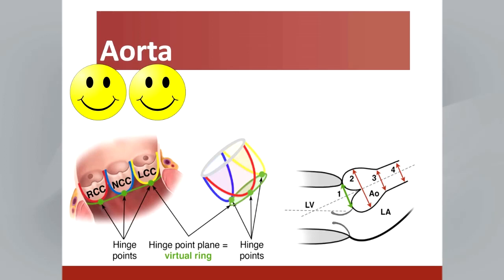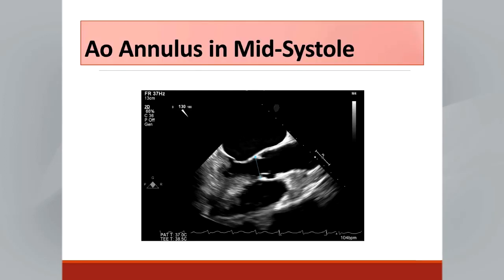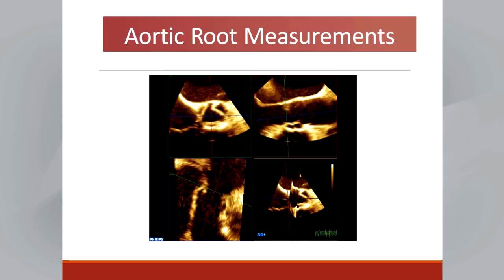So when we talk about the aortic annulus, the first important thing is that it should be measured in mid-systole. This is the time in which the annulus becomes rounder and more circular. And we use the inner-to-inner convention to measure the aortic annulus. Now, the big question is, where should we measure?